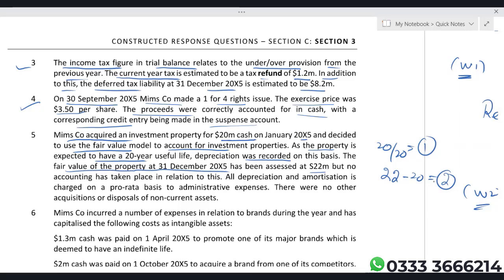Okay. But no accounting has taken place in relation to this. All depreciation and amortization is charged on a pro rata basis to admin expense. There were no other acquisition or disposal of non-current asset. So actually we have to remove the 1 million depreciation, which means that we have to reduce admin expense by 1 million. And in fact, we need to recognize the gain of 2 million.